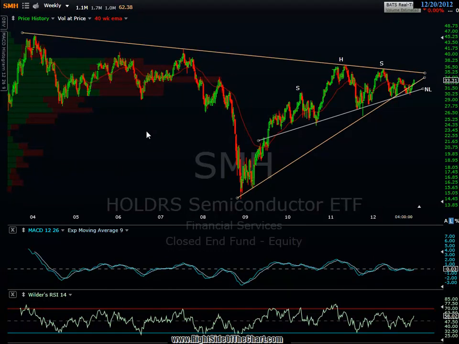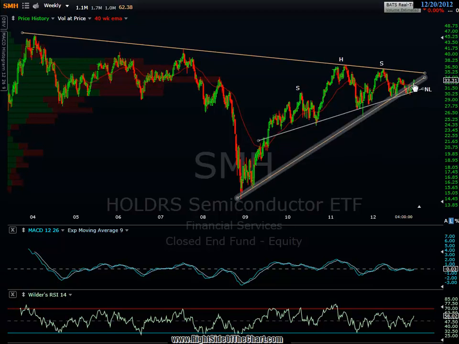Semiconductors, this is the SMH, the HOLDRS Semiconductor ETF. As you can see here, it looks like a possible upsloping head and shoulders pattern with a left shoulder, head, and a right shoulder. This would be your neckline, something to watch out for. You also have, as defined by these orange lines, a key downtrend line going all the way back to early 2004. Very obviously a very bullish event if prices can break above this level, and this was the downtrend line off the 2009 lows, which we recently broke above.